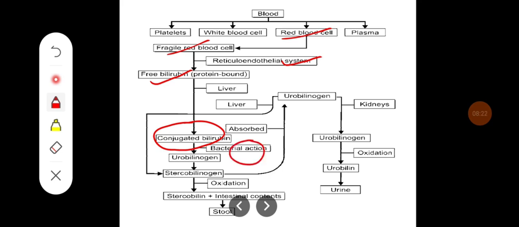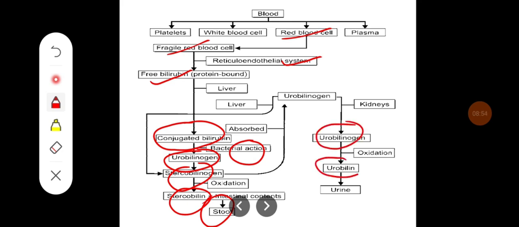By the bacterial action, they get converted into urobilinogen, which is colorless, and because of the oxidation, they get converted into stercobilinogen or stercobilin, and they give the characteristic stool color. And some of the urobilinogen is brought to the kidneys, where some amount of the urobilinogen gets excreted, and upon oxidation it gets converted into urobilin, which is important, which gives a characteristic yellow color for the urine.